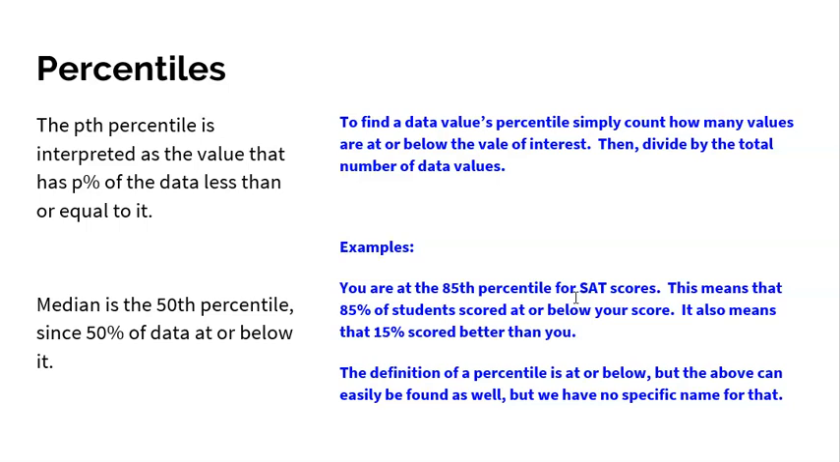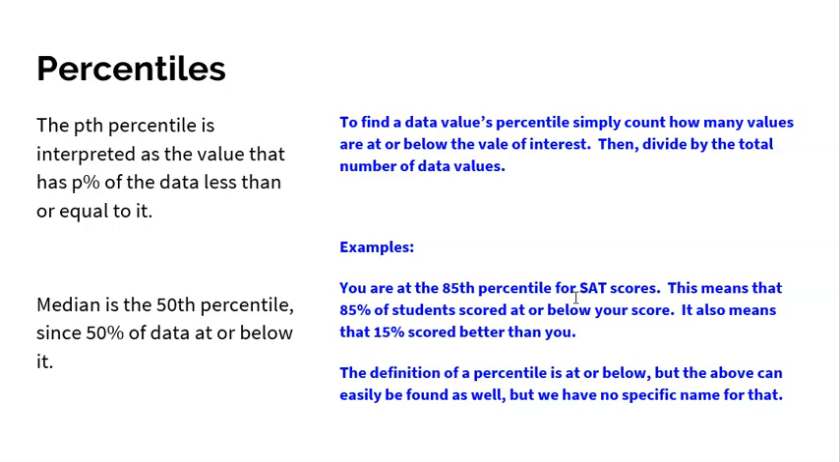All you have to do is count how many values are at or below that value of interest, then divide by the total number of values. So if you got a 72 on a test and you want to figure out what your percentile is, all you've got to do is count how many kids scored below you or at your 72 and divide by the total number of kids in the class, and you'll get your percentile.